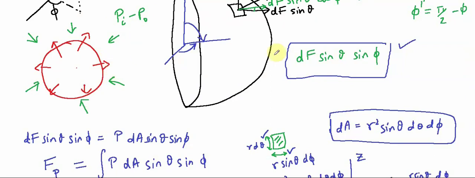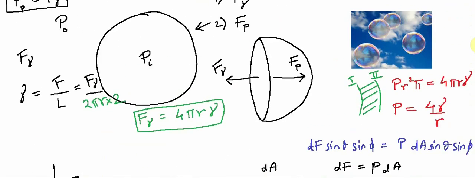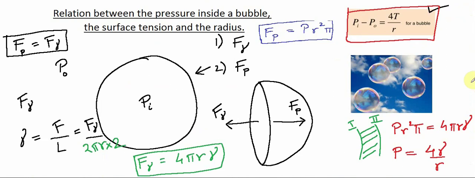So you have Pi minus P naught as the LHS, and the RHS is 4 gamma divided by R, and this establishes the relation between the pressure inside the bubble, the surface tension of the liquid the bubble is made of, and the radius of the bubble.